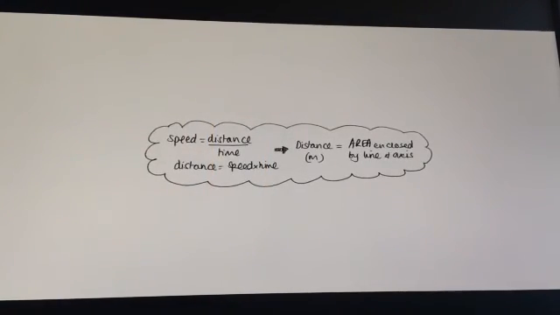So let's recap. The speed is distance divided by time. So the distance is the speed times time. This means that we can use the velocity time graph to work out the distance. And the distance will be the area that's been enclosed by the line and that time axis.